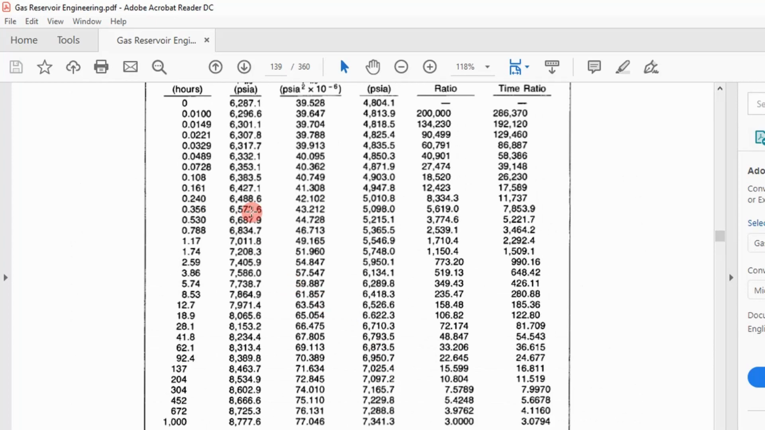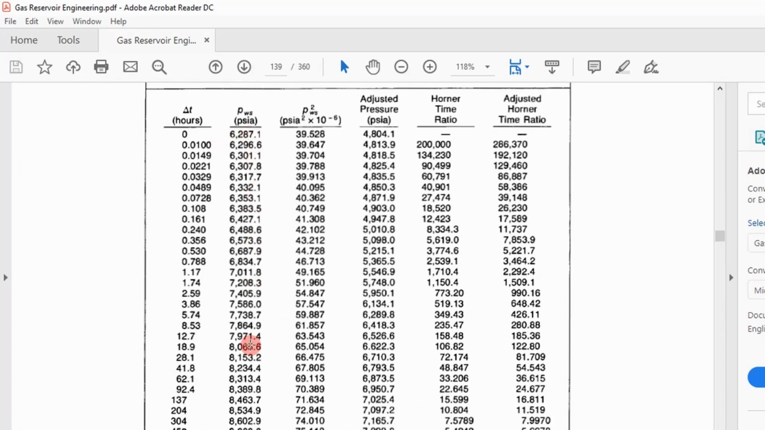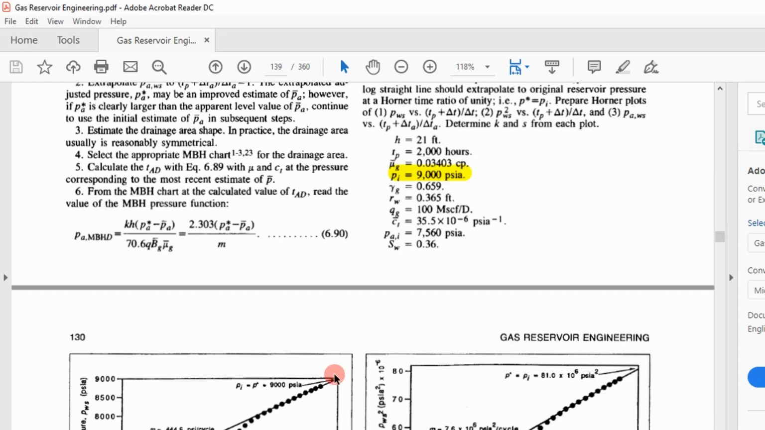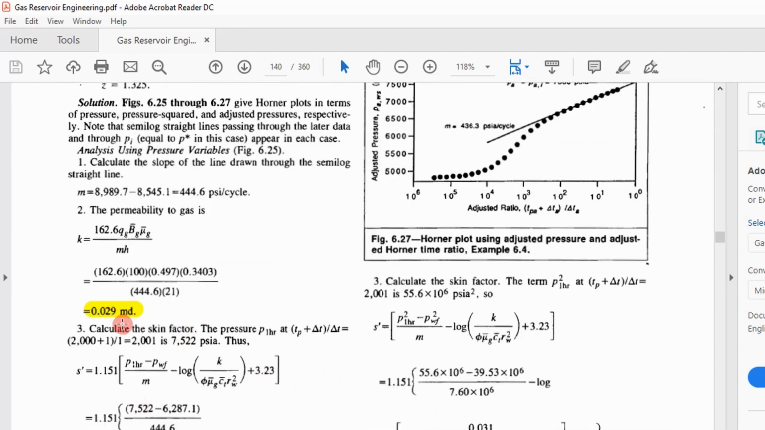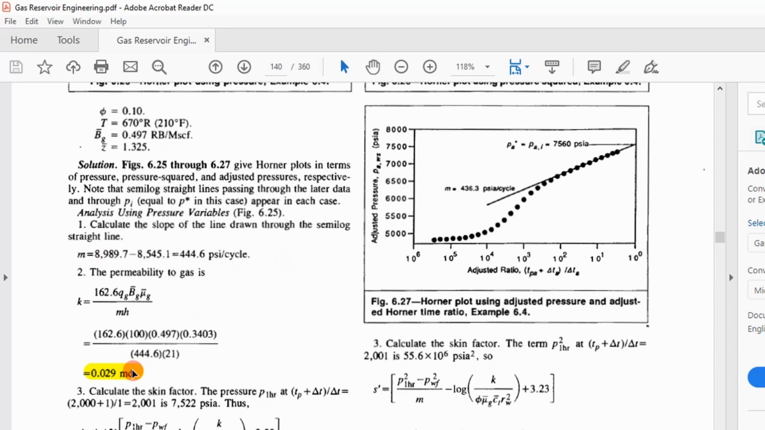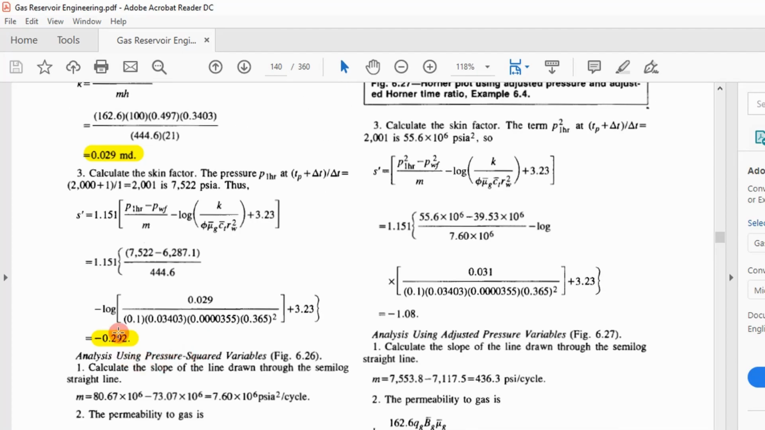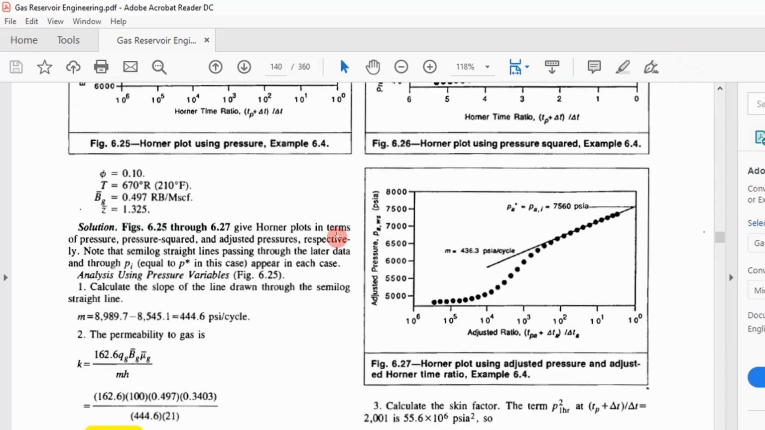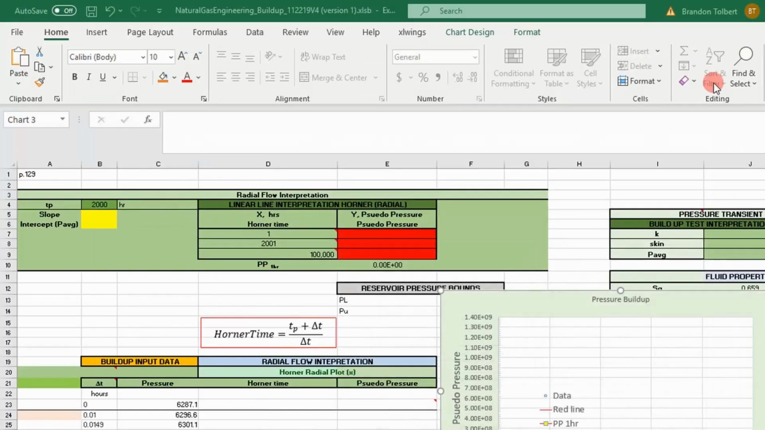As you can see, the data gives us the well flowing condition, but it doesn't give us the initial pressure. And also we're going to estimate permeability and skin. Here they get permeability of 0.029 millidarcies and a skin of negative 0.292. We're going to see if our analysis gets close to that.